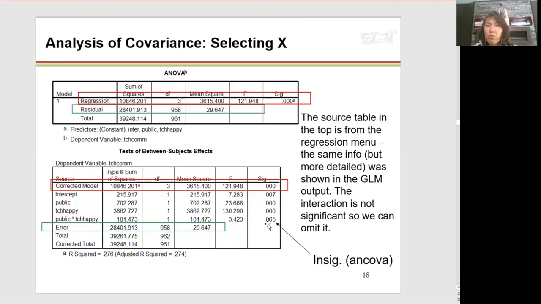So even though the slide said the interaction is not significant and you can omit it, I don't agree with it because I'm a theorist. This is a statistical approach. If this is not statistically significant, a statistician just removes this interaction effect from the model.